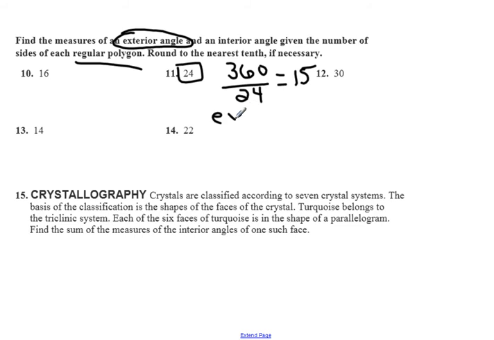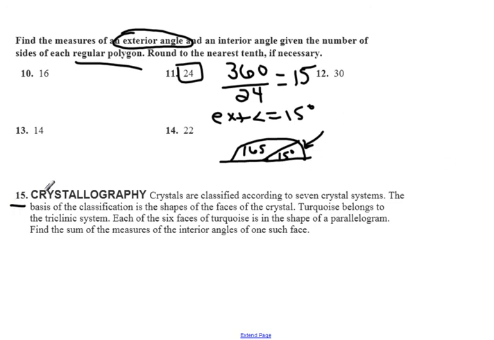So the exterior angle is 15 degrees. Now, remember that the exterior angle, which we said is 15 degrees, and the interior angle of a polygon form a linear pair. So they are supplementary. Now that we know that the exterior angle is 15, we can find the interior angle by subtracting 15 from 180 degrees. So that gives us 165.